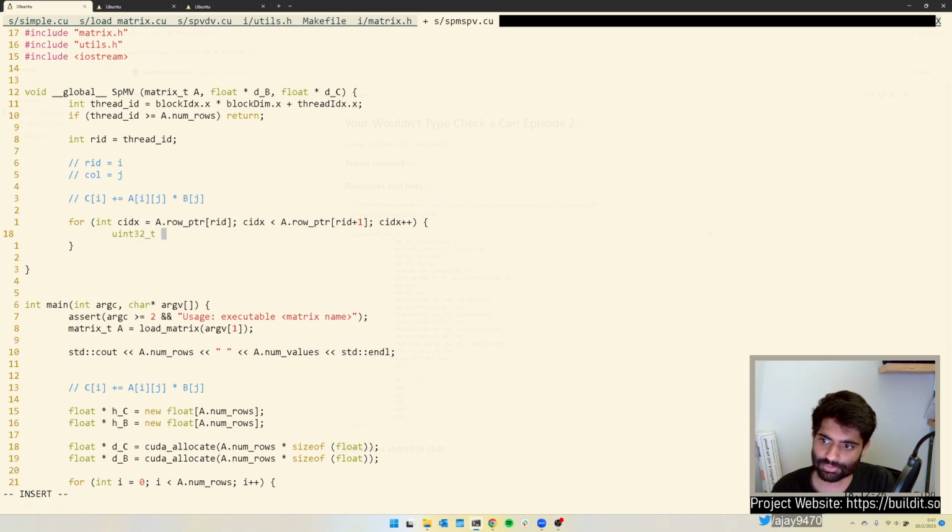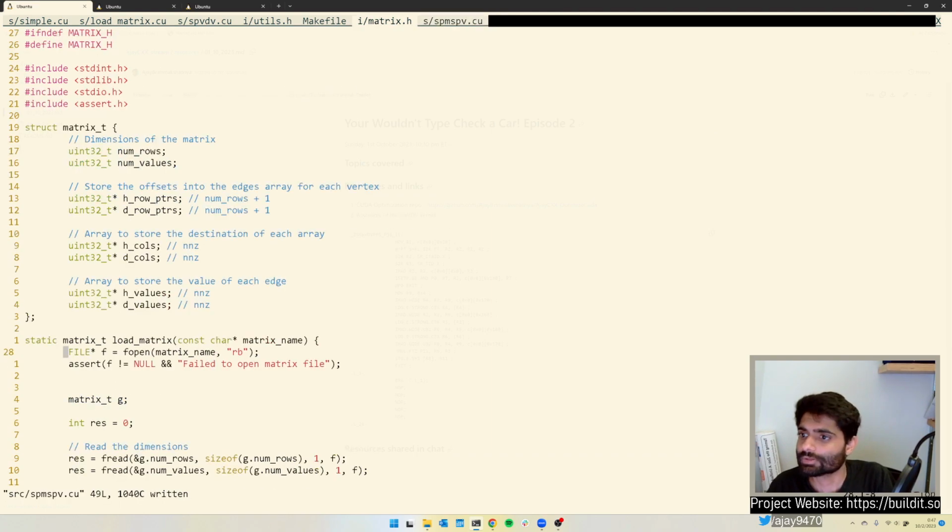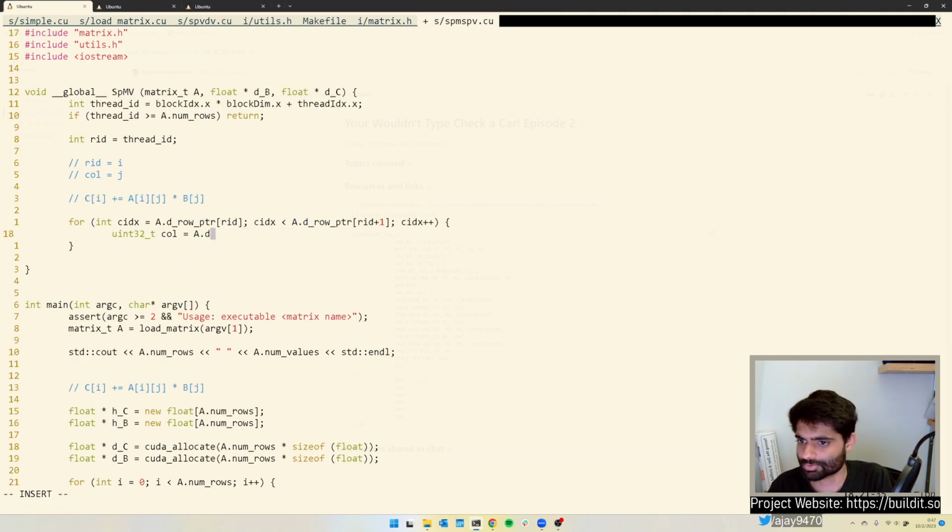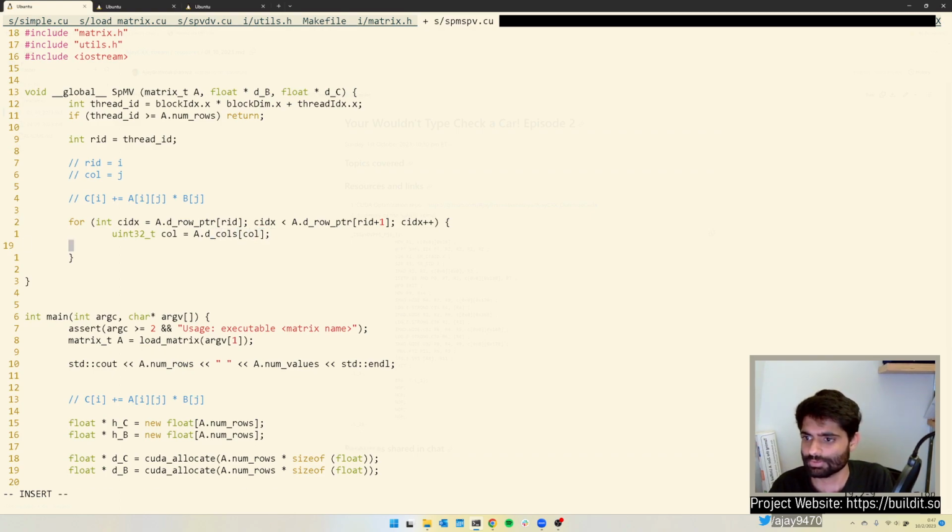So uint32_t COL equals A dot, so this should be B underscore. I called the D underscore H underscore columns and D underscore columns. So col, and then I also need the value. So I'm going to say float value equals A dot B underscore values of column index. So I'm iterating through all the non-zeros in this particular row, getting the column it is in and the value it is in. So this is basically j.